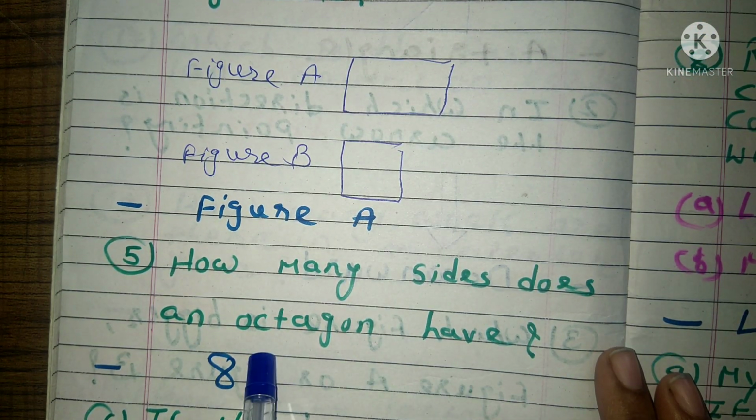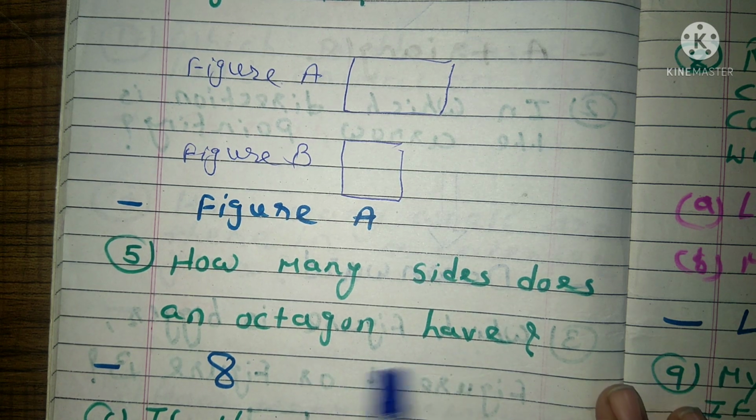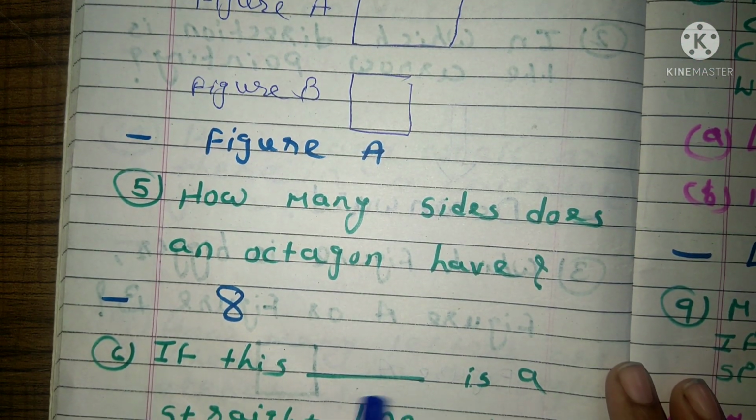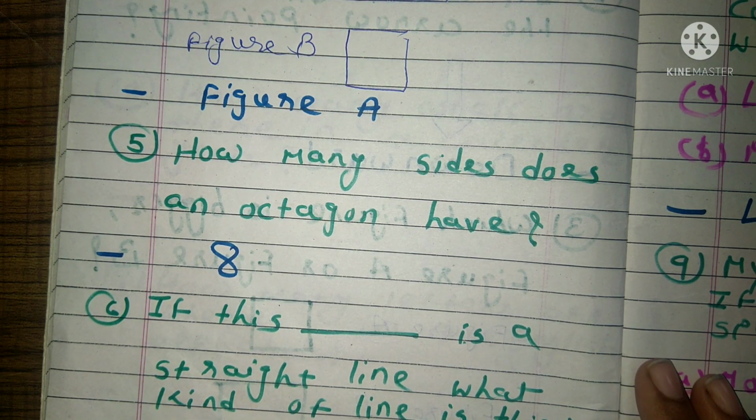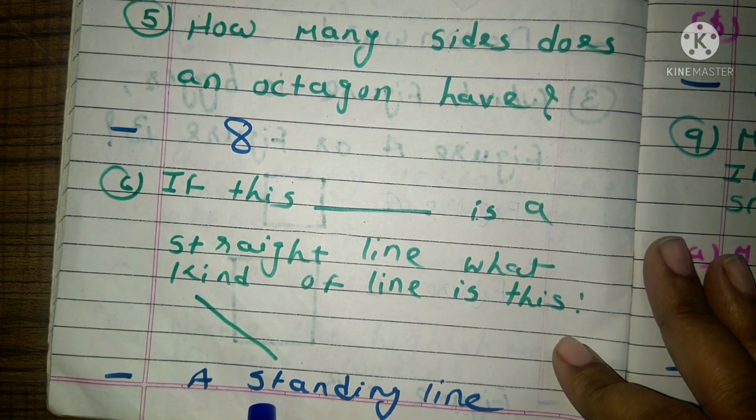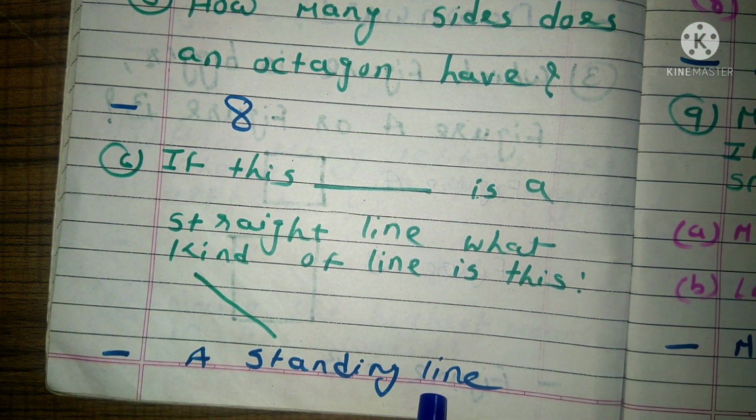How many sides does an octagon have? 8. This is a straight line. What kind of line is this? A standing line.